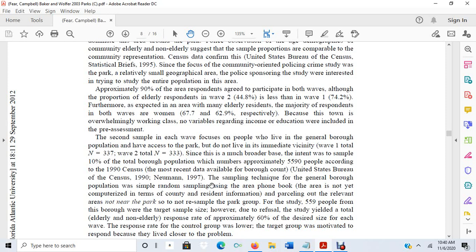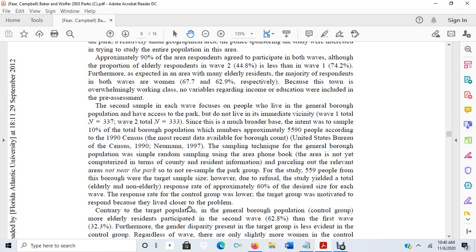The area is not yet computerized in terms of county and resident information, and parceling out the relevant areas not near the park so as to not resample the park group. For the study, 559 people from the borough were the target sample size. However, due to refusal, the study yielded a total elderly and non-elderly response rate of approximately 60% of the desired size for each wave.